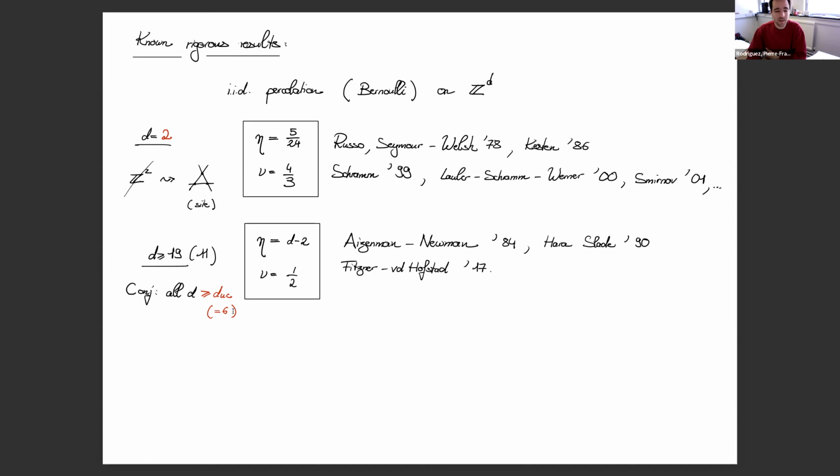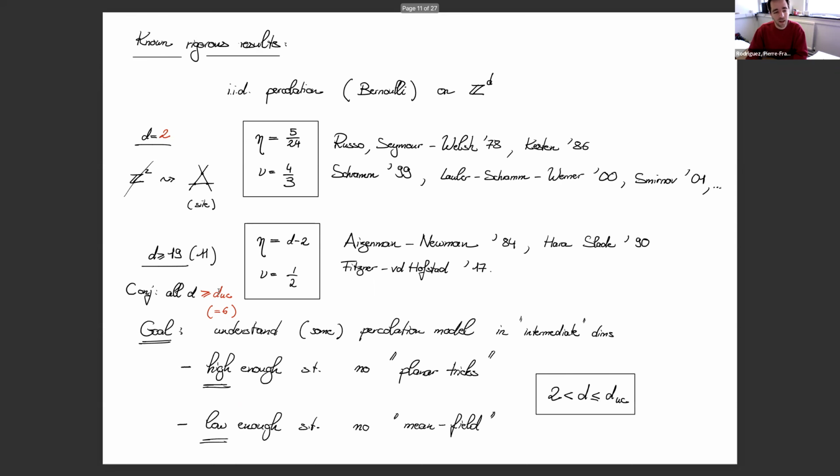Okay, so this is what's known in the world of Bernoulli. A lot of my research goes into trying to understand some percolation model in the intermediate regime, between 2 and the upper critical dimension. And that's going to be the goal of this talk: to study some percolation model in these difficult intermediate dimensions.